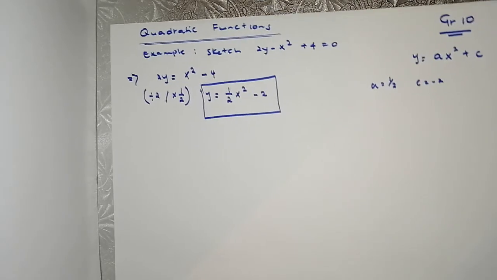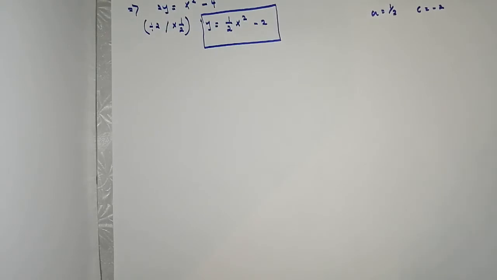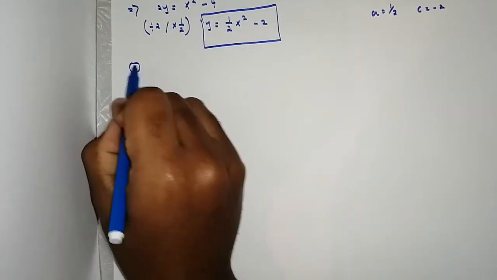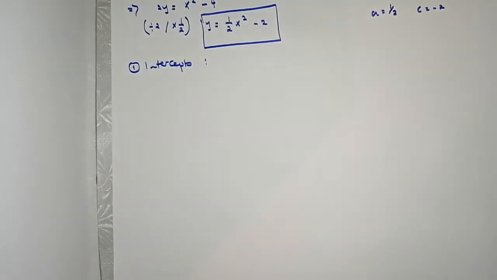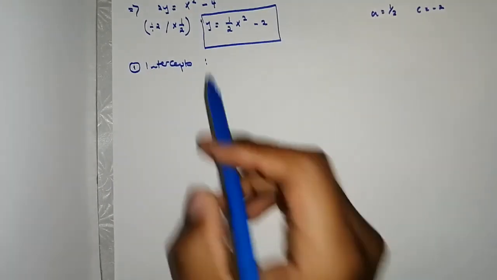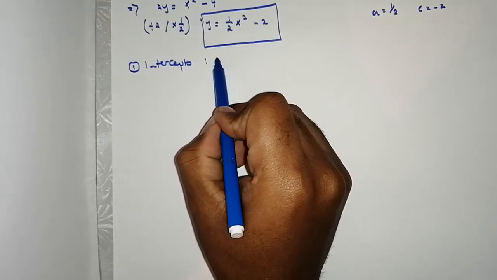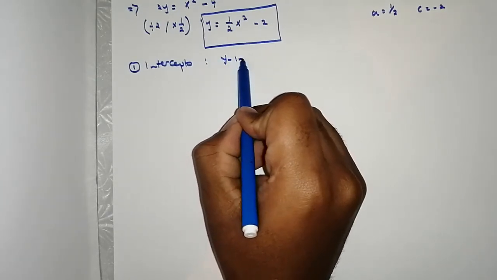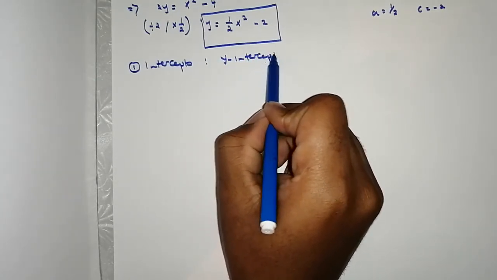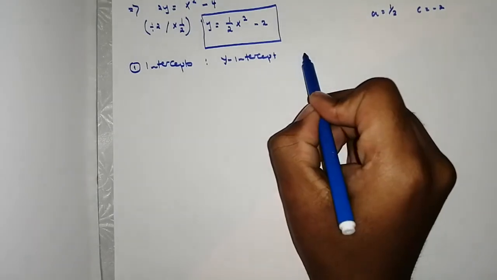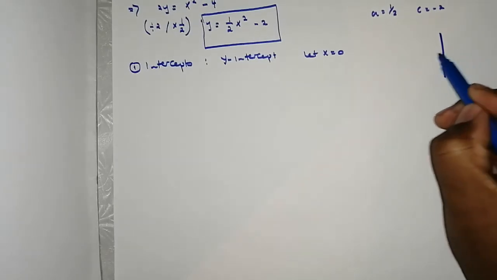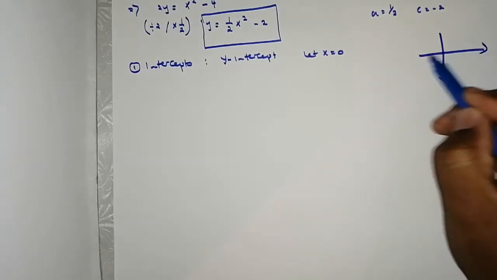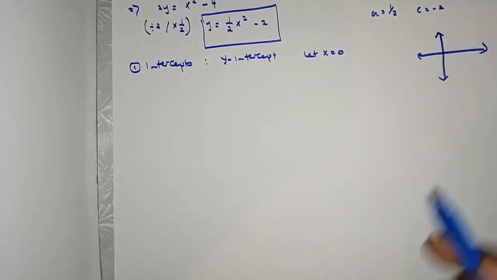Firstly, we're going to determine the intercepts of this graph, where the graph will cut or touch either the x or the y axis. So we're going to determine the y-intercept of the graph, so we're going to let x equal to 0. We're finding the y-intercept where the graph cuts the y-axis.